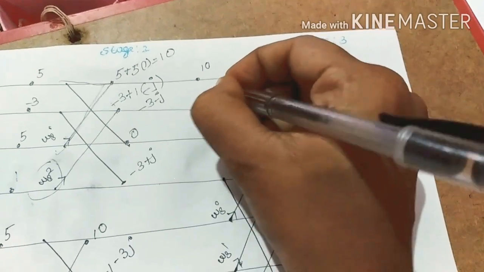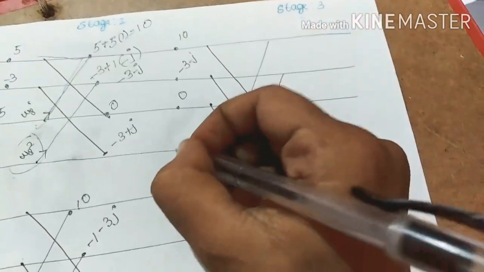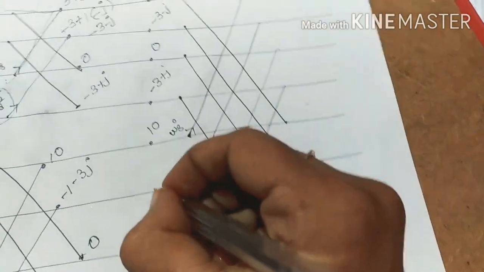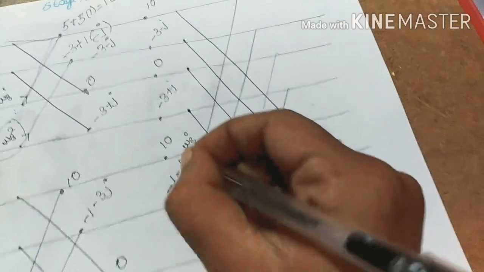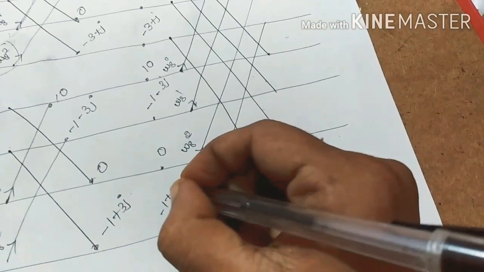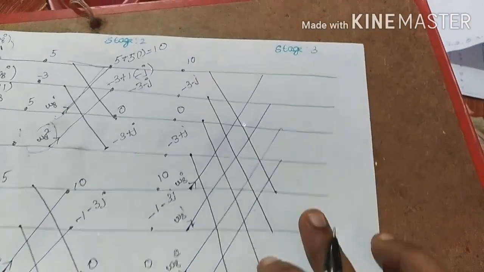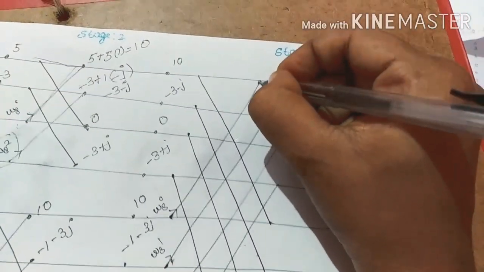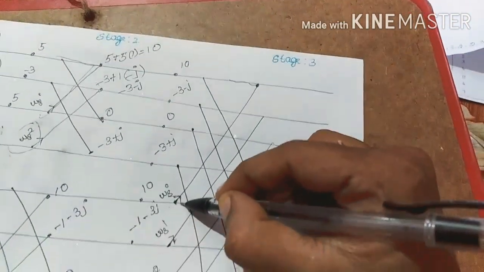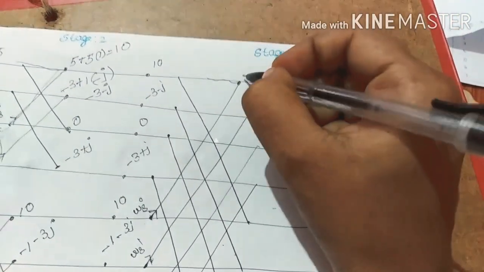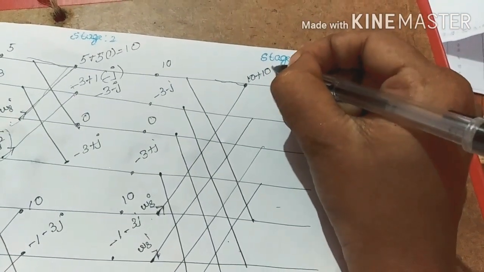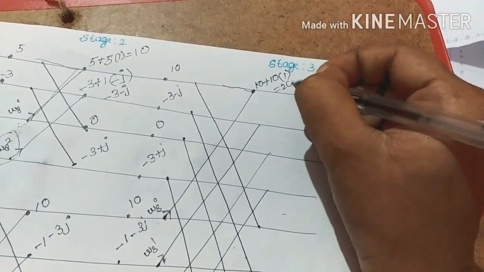10, minus 3 minus J, 0, minus 3 plus J, 10, minus 1 minus 3J, 0, minus 1 plus 3J. Clear? Then calculate the first value. This point is a connection between the first line and this fifth line, using the twiddle factor W8 power 0. This line contains A is 10, and this line contains B is 10, and the twiddle factor is 1. So finally we get 20.